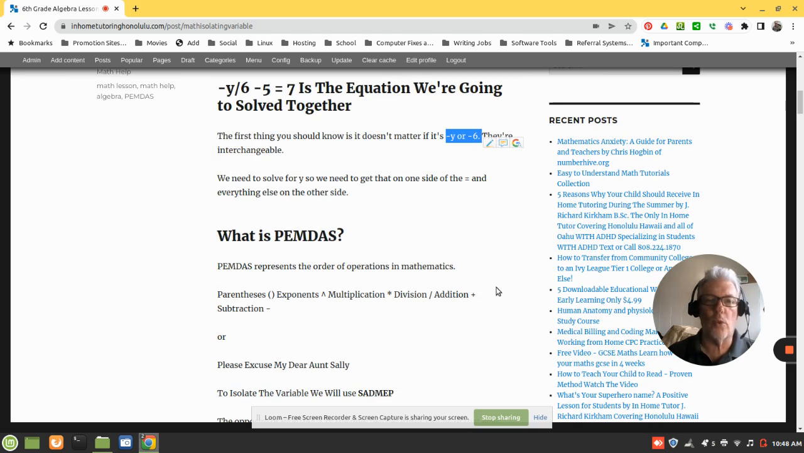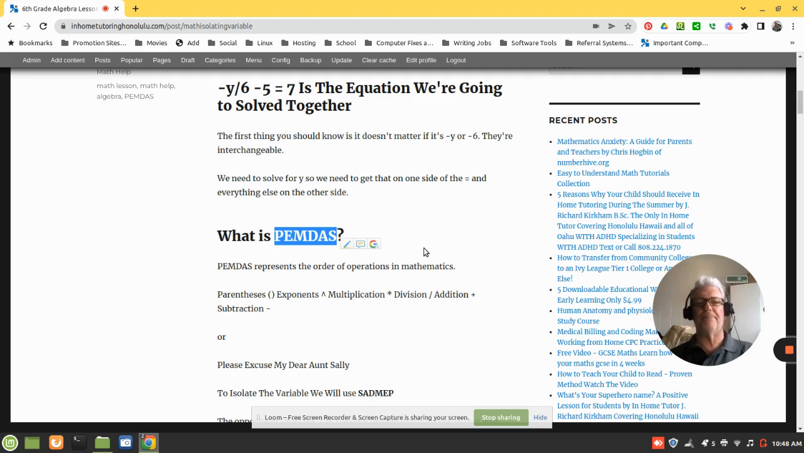And we need to solve for y, which means we need to get everything else on the other side of the equal sign. I personally like to put the variable that I'm trying to solve on the left side of the equal sign. I find it easier for me. I think most people do. So we're going to be using the opposite of a thing called PEMDAS.